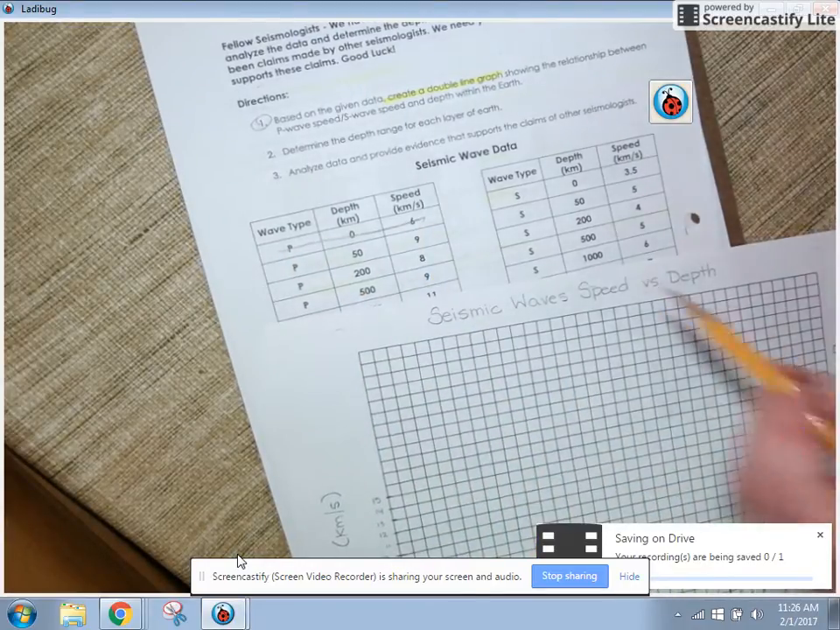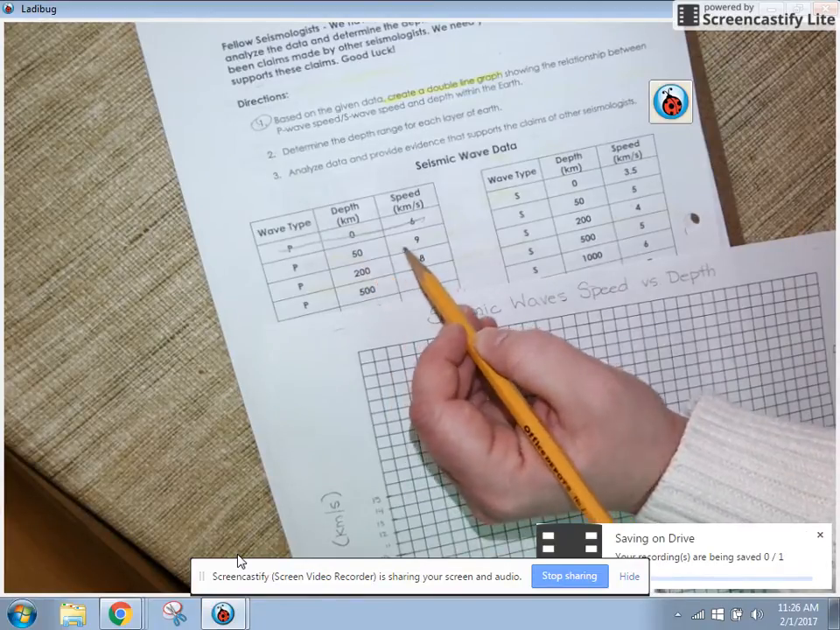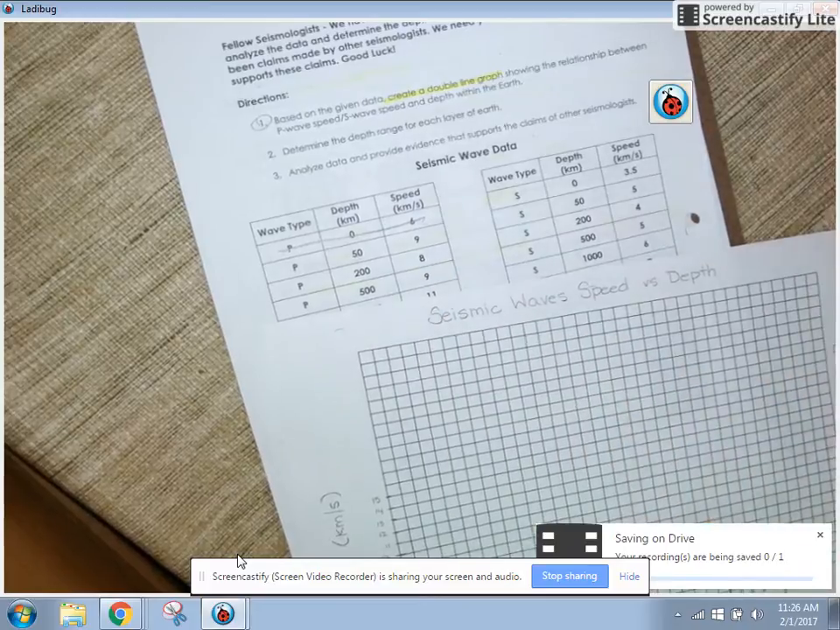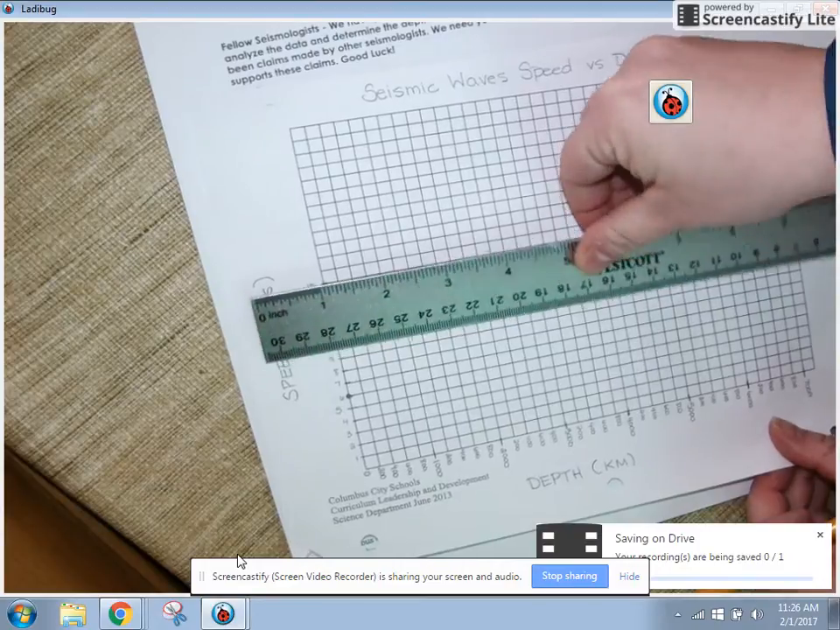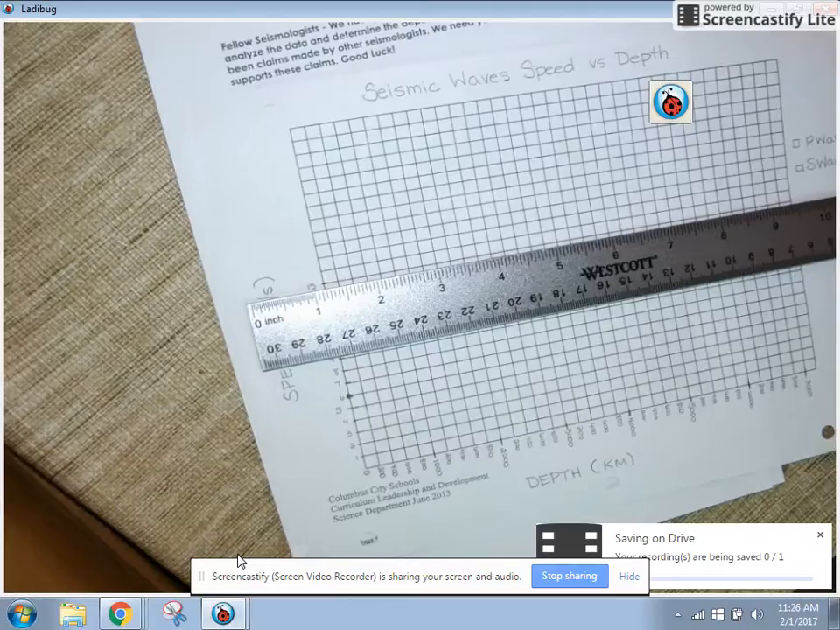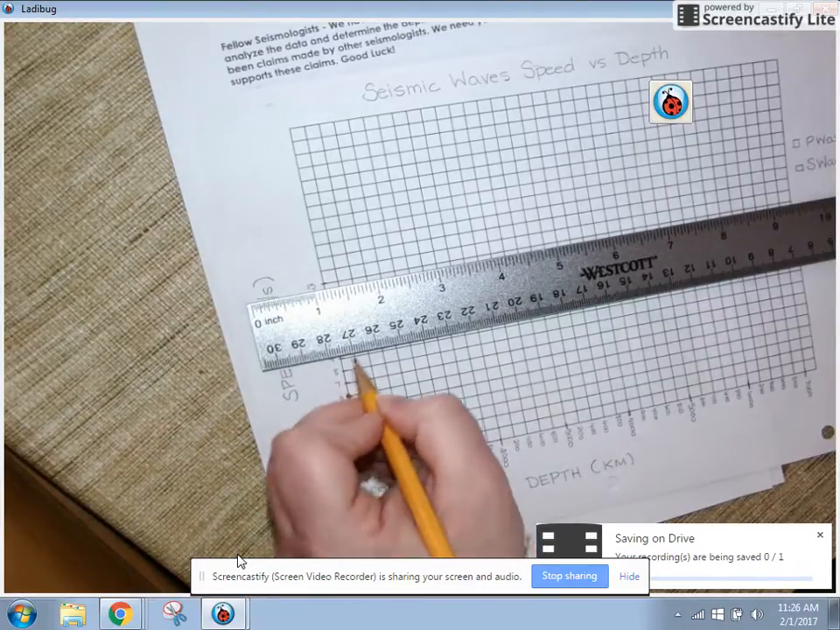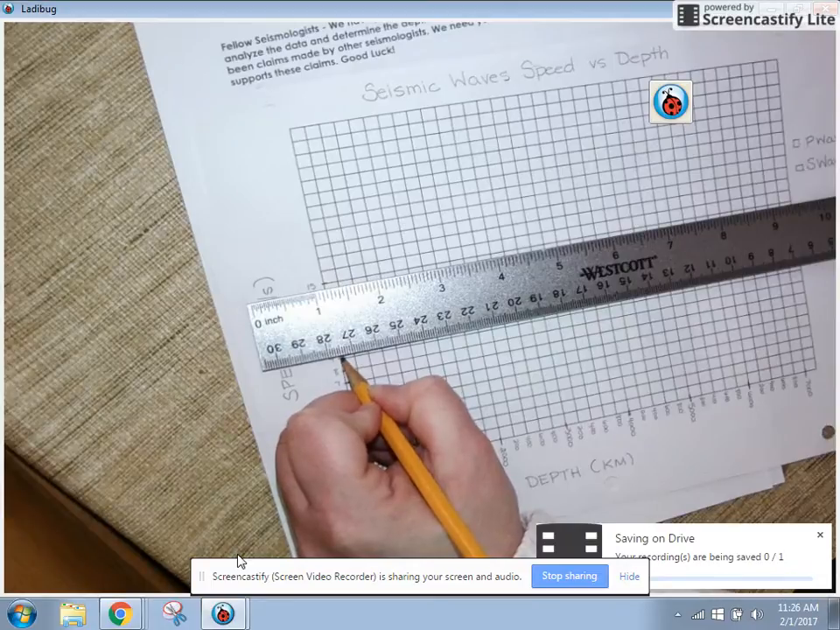I see my second data point is at 50 kilometers. My seismic wave is traveling 9 kilometers per second. I like to use my ruler. So the speed is 9 kilometers. So if I do that, I know right where 9 is, and I don't have to try to be like matching coordinates. So I just need to find 50. So here's 0, here's 200. 100 would be right in the middle. So 50 would be right in between there. So when I do this, that's going to be pretty close.